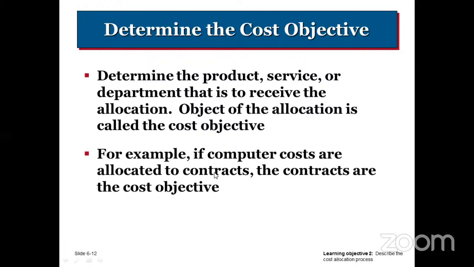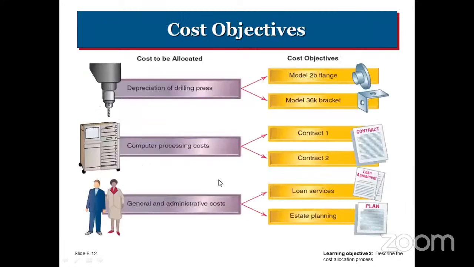It means you assign the computer depreciation cost to the contract. So you can see here, the cost objective is this one. This is the one who receives the cost. This is called a cost objective. So you have a tool, a machine, a drilling machine. You drill, and you produce a bracket, whatever. So you see, you have to allocate the depreciation cost to them.